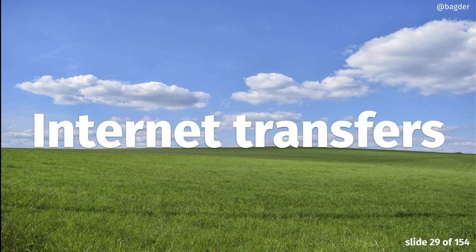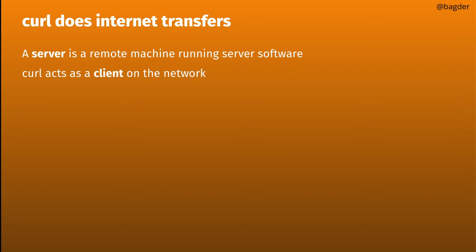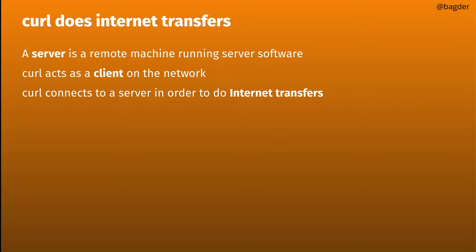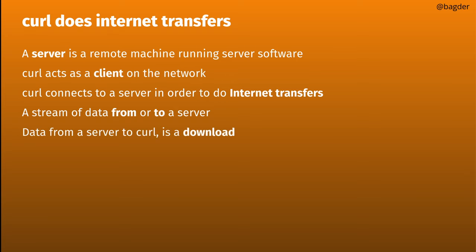We do internet transfers. And what is an internet transfer? This is so fun because I just want all of us, any reader here, to follow along with what we're talking about, because when you talk about curl, there's always a client and there's a server. The server is the remote machine somewhere. Curl is the client. We're here, basically. The curl client connects to a server somewhere else, usually remote, to do an internet transfer. So we send data. It's a stream of data to the server or from the server. That's the internet transfer, right? And if we get data from the server, it's a download. If you send data to the server, it's an upload.